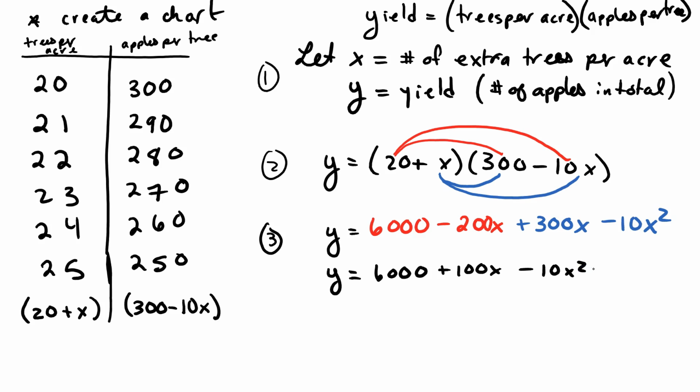And all I'm going to do right now is change the order, okay? Because I find completing the square that way easier. So negative 10x squared plus 100x plus 6,000. Just making sure all my signs are right here. Yep.